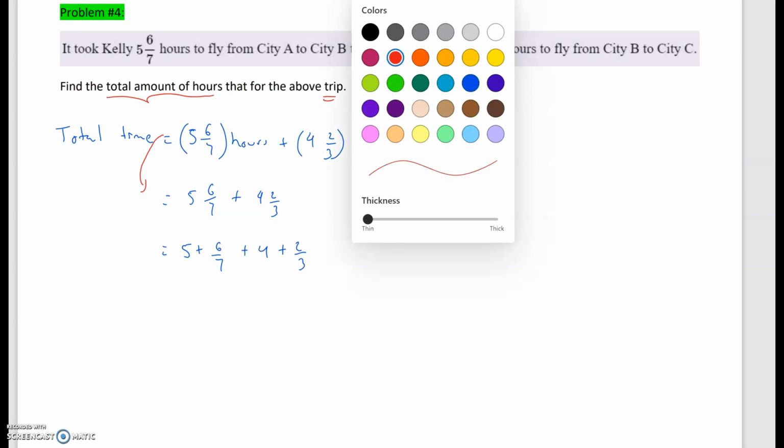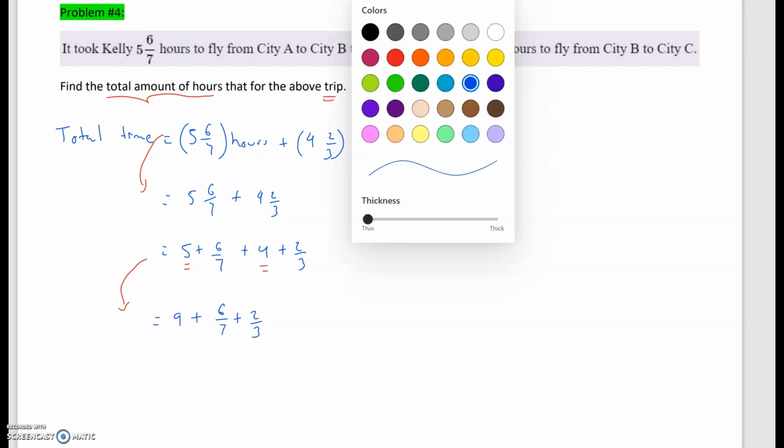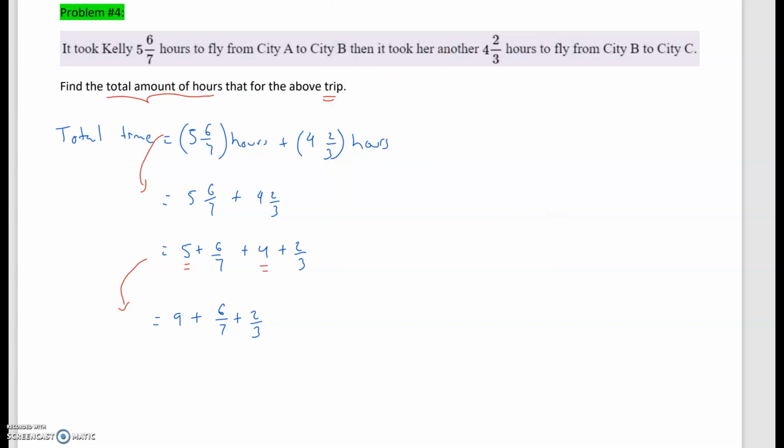2/3. And let me just add the integers here. So that's going to be a total of 9 plus technically 6/7 and the 2/3. And let me combine the fractions. So for the fractions, the LCD is going to be equal to 21. So the first one, multiply times 3 and then times 7.